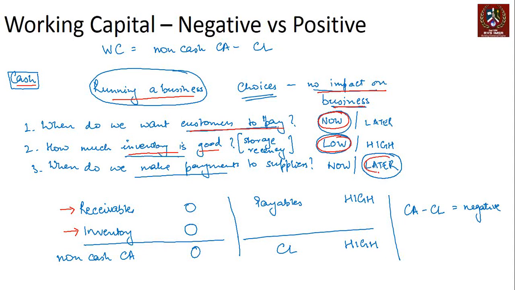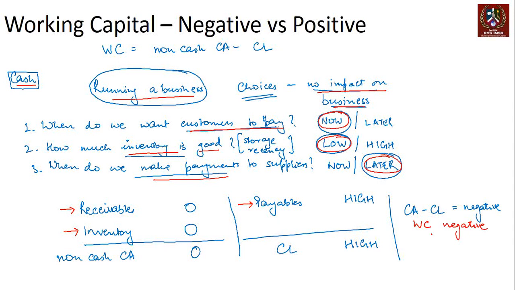The later we make the payment, the more the money is available with us. So making of payments has to be later, which means we want payables to be high, at least higher than zero, correct? Which basically brings us to a scenario where current assets are zero and current liabilities are a non-negative high number, which basically gives me CA minus CL as negative, or in other words, working capital becomes negative, right?